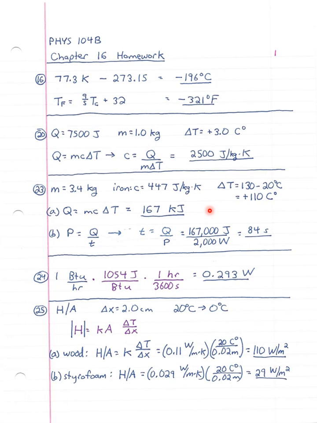Question B asks, if the heat is supplied at the rate of 2 kilowatts, so 2,000 joules per second, that is, how long will it take to heat the pan? Power equals heat over time, so time is heat over power. So we take our answer from question A, 167 kilojoules, so 167,000 joules divided by 2,000 watts. Remember that a watt is a joule per second, and that gives us an answer of 84 seconds.